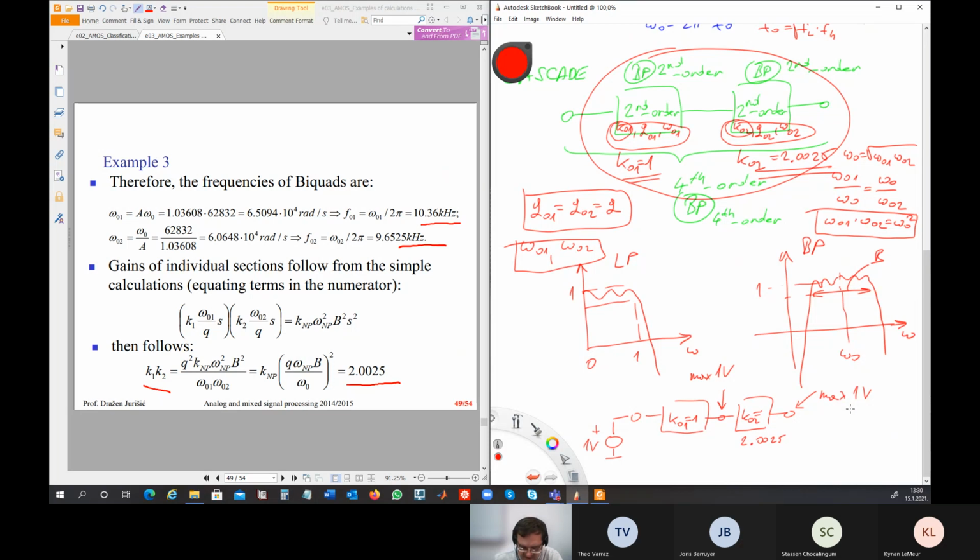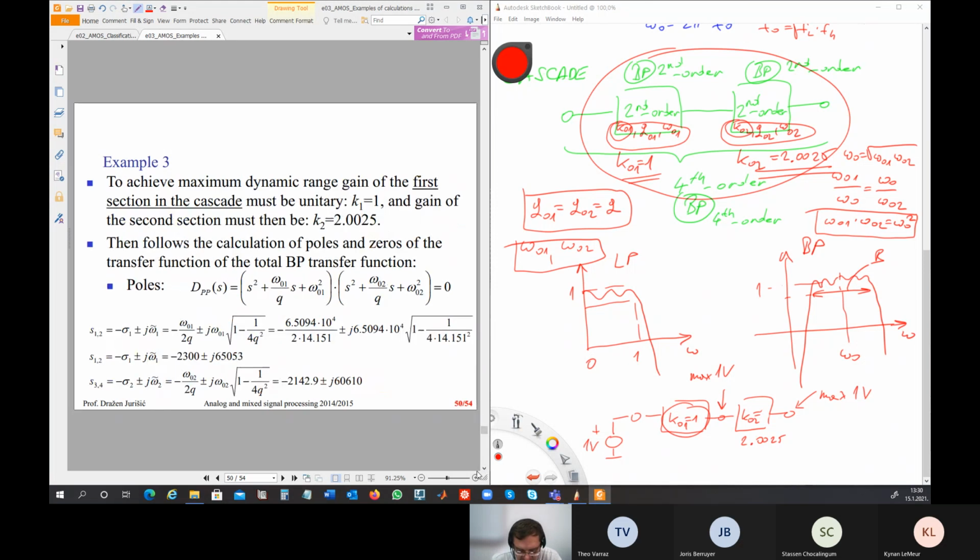So this is the reason why we choose the first one equal to unity and the second one equal to the product of K1 times K2. Okay, now this is written here.